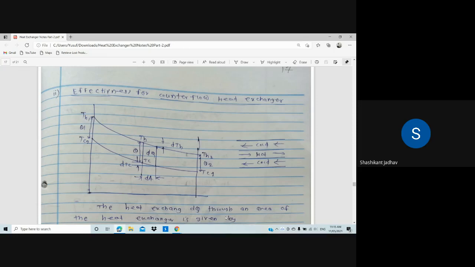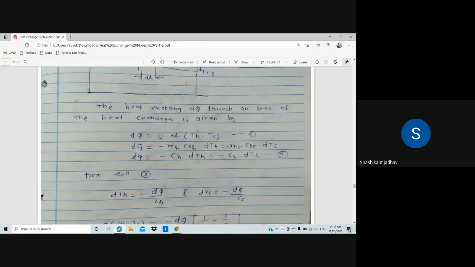Okay, dQ is equal to U into dA into (Th minus Tc). This is equation number 1. Okay, so all of you write down, after the completion of the diagram we have to write down the heat exchange dQ through an area of the heat exchanger, which is given by, so write down that equation.